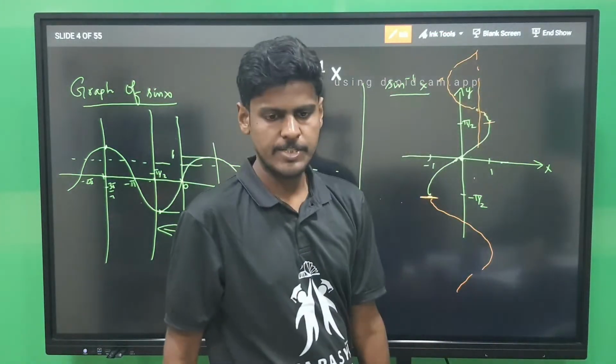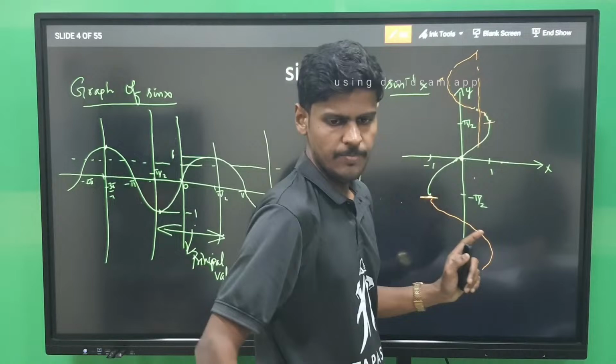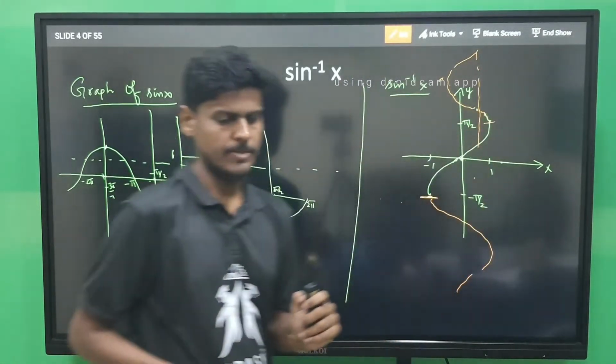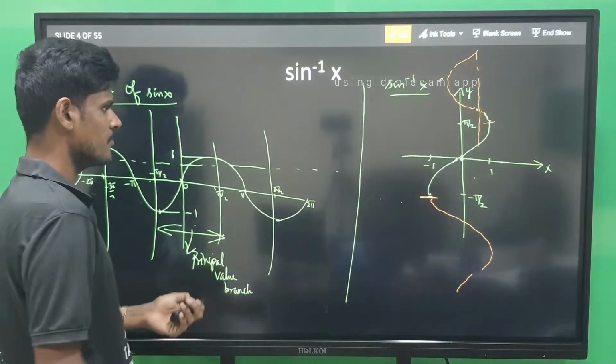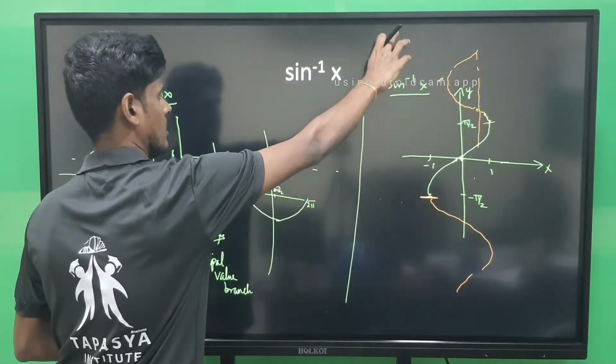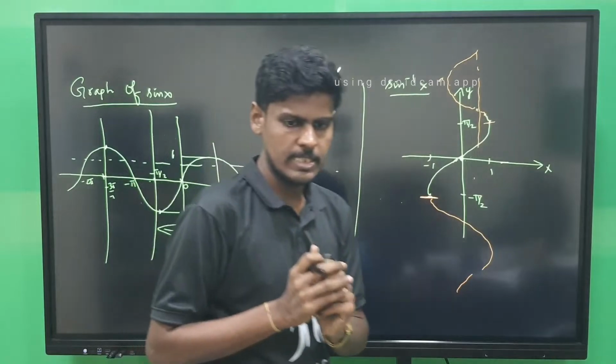I think this is clear, students, now. So between minus pi by 2 to pi by 2, we are plotting the values. So again I will discuss this in short.